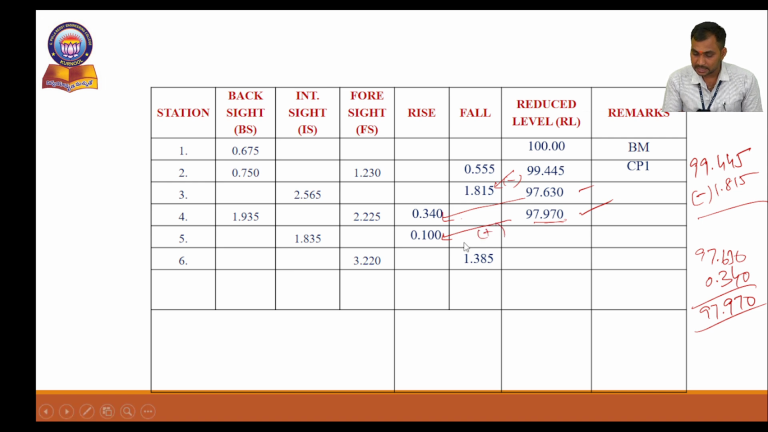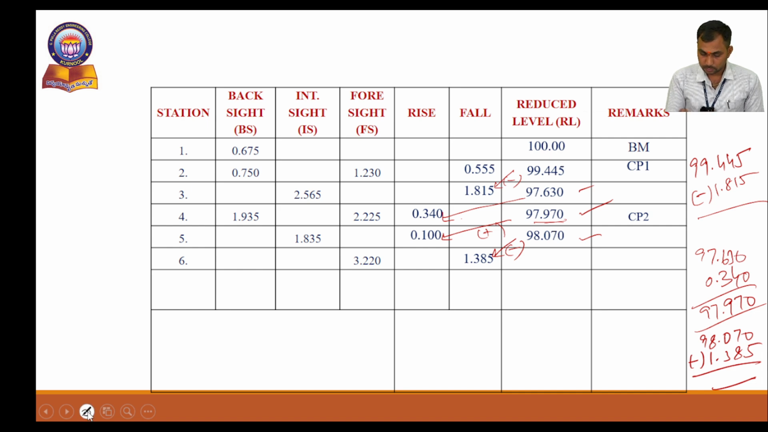Next, 97.970 plus 0.100, nothing but 98.070 we will get at the change point. Next, 98.070 minus 1.385, we will get the value 96.685.